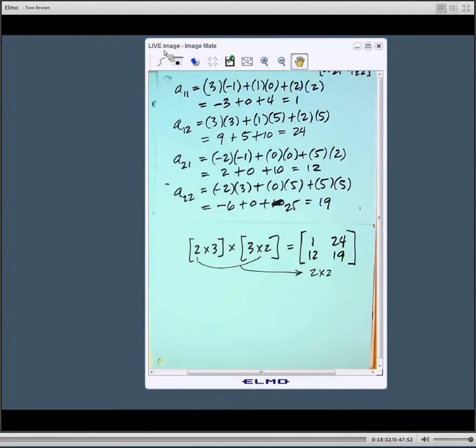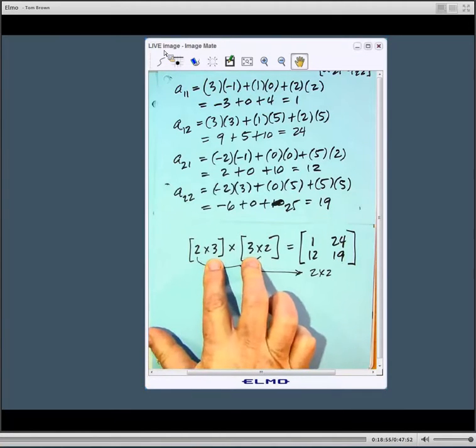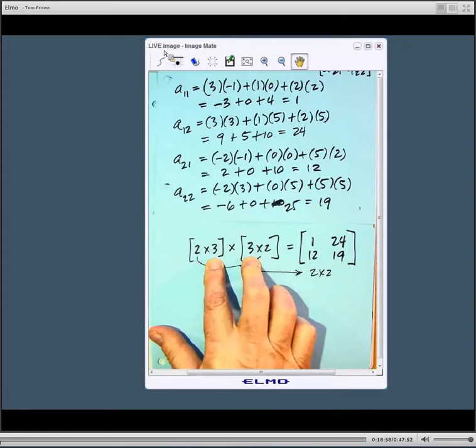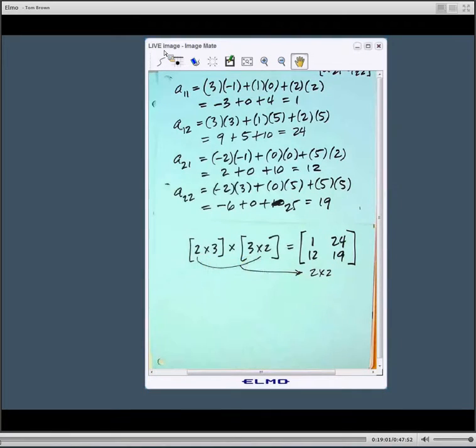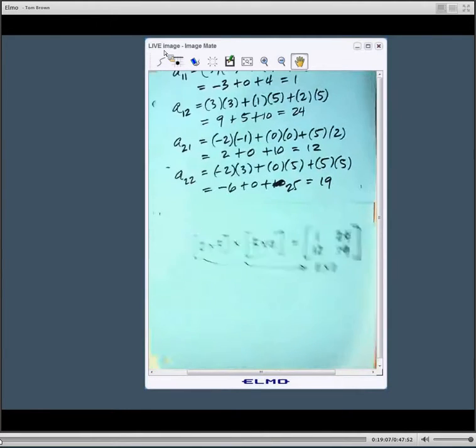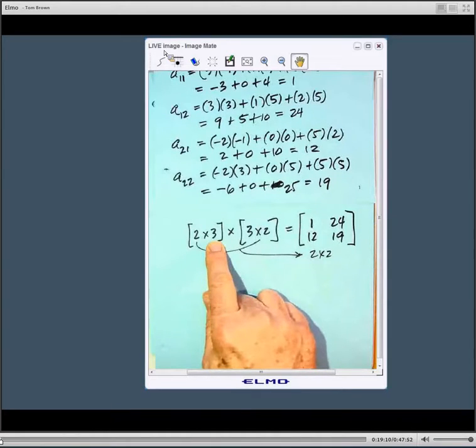So that's probably the highest probability matrix operation, is for you to be asked to multiply two matrices together. But again, you can see why these two have to be the same. You've got to have the same number of columns in the first one as you have rows in the second one.